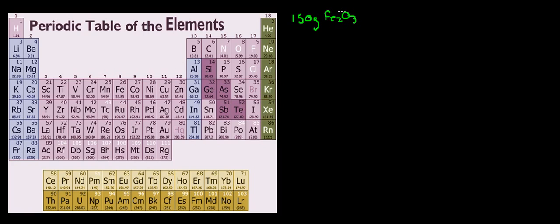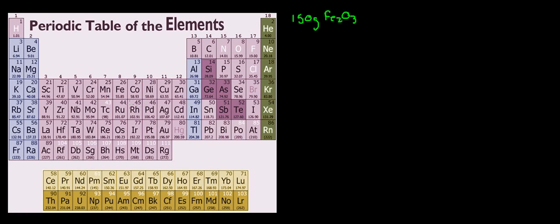Oxygen has a charge of -2. -2 times 3 is -6. There are 2 irons. So in order for this to be neutral charge, iron would have to be a +3. So this is iron 3 oxide. That is the name of this compound. But anyways, that's not important to what we're going to be discussing.